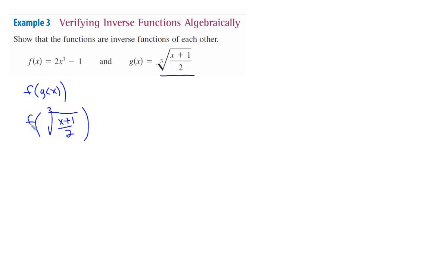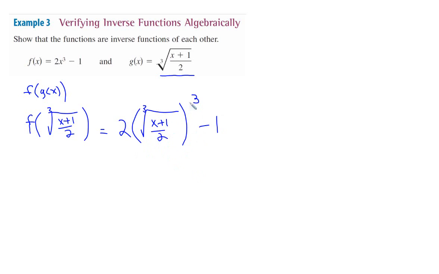To find f of cube root of (x plus 1) over 2, what this means is I need to take this, and in the f function, wherever there is an x, I'm going to replace it with this. So here's the f function, right? We have 2 times x to the third. Instead of x to the third, I'm going to have this to the third power. So the cube root of (x plus 1) over 2, to the third power, minus 1. And then we work this out and see what we get.